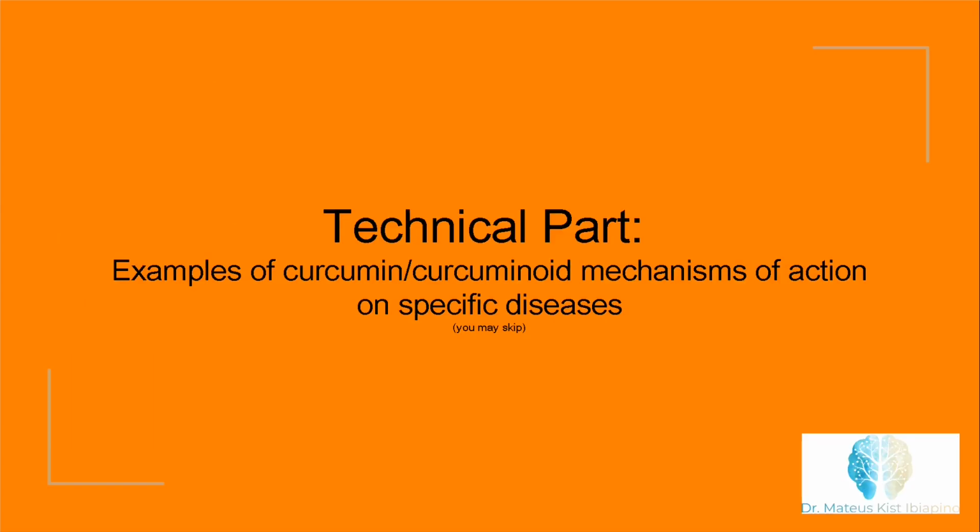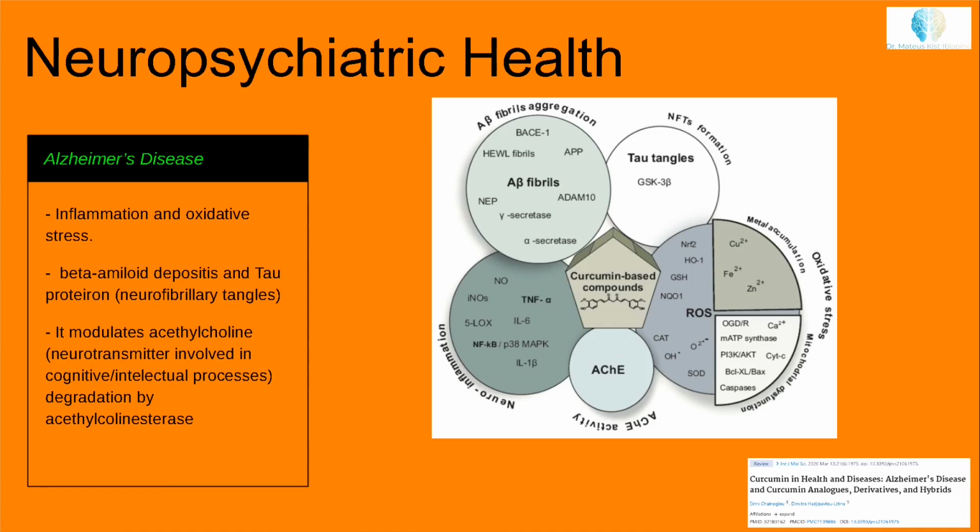Well, now comes the first technical part. We are gonna talk about some examples of the mechanisms of action of curcuminoids on specific diseases. You may skip this part if you want. Well, first beginning by neuropsychiatric health, we're gonna talk a little bit about the effects of curcumin on Alzheimer's disease.